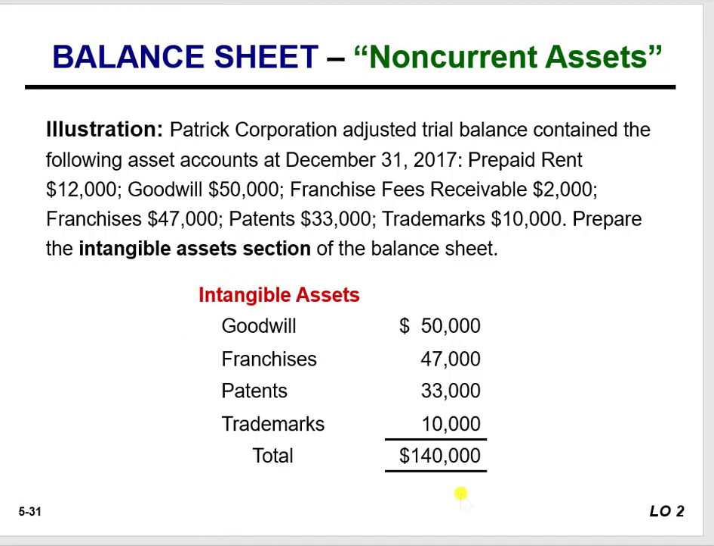And so here they've gone ahead and done it for you, and they're showing you that you will list goodwill, franchises, patents, and trademarks. 50,000, 47,000, 33,000, and 10,000 for a total of 140,000. You would not worry about franchise fees receivable.